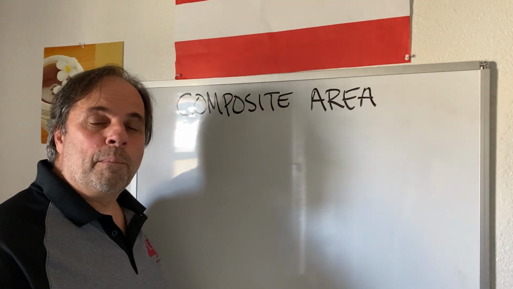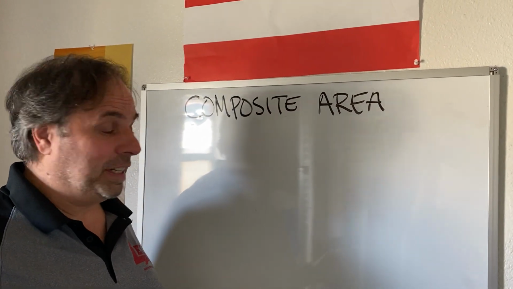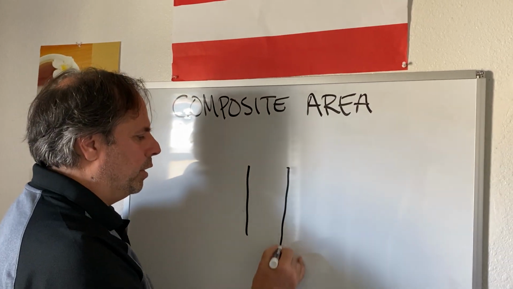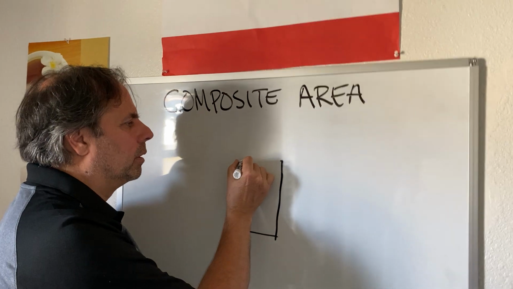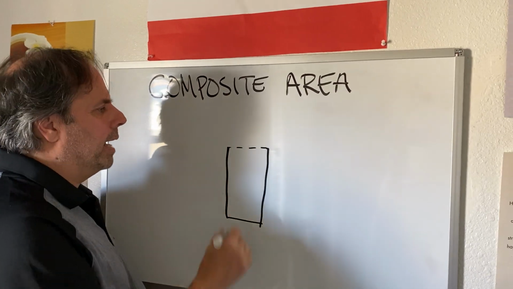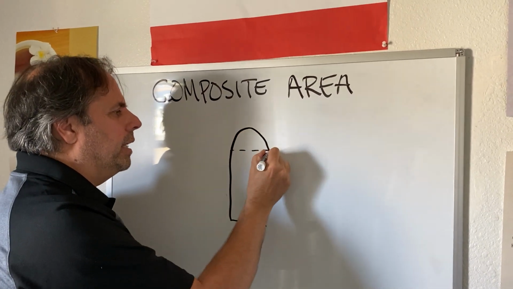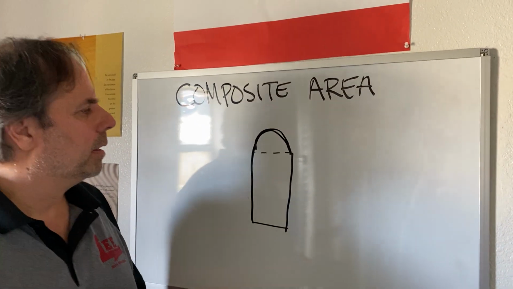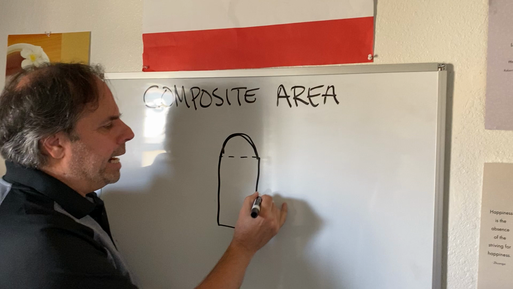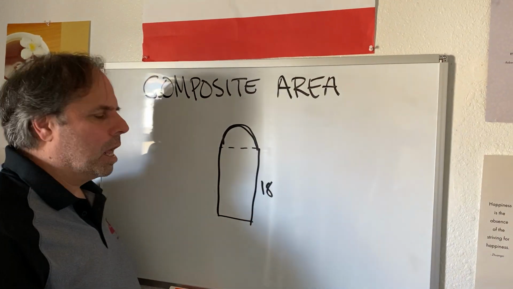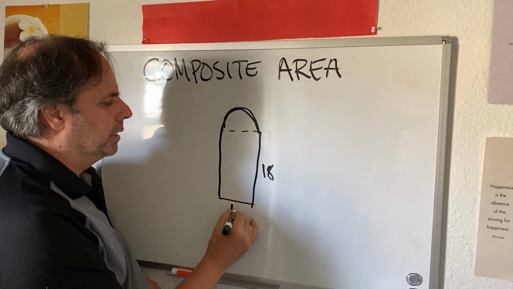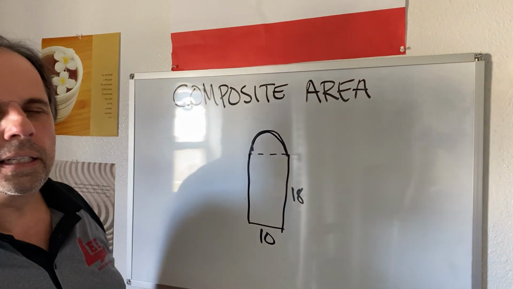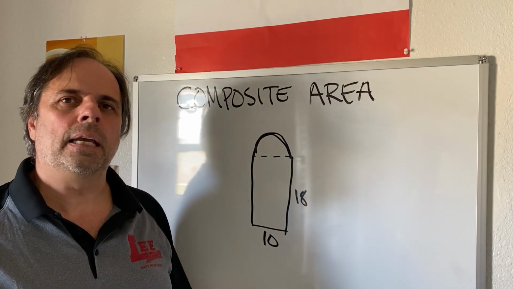You've probably all seen a basketball court before and you've seen the lane, right? It looks something like this, where you have a rectangle, you have your foul line, and then you have a semicircle, right? And let's say that the lane is 18 feet long, 10 feet wide. What would the composite area of this thing be?